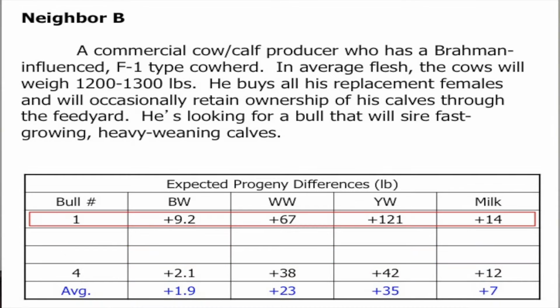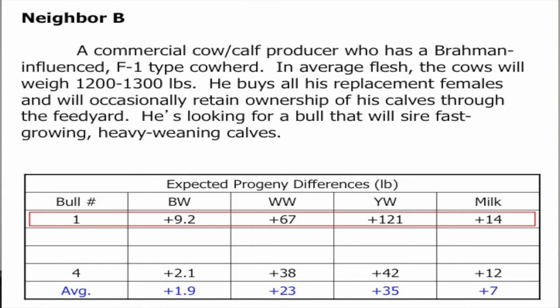Here's a producer. The next neighbor's got Brahman influence, half-blood type cows. Let's just say they're Brahman Hereford cows or Brahman Angus, whatever it may be. They are at average flesh. The cows weigh 1,200 to 1,300 pounds, so good-sized cows.